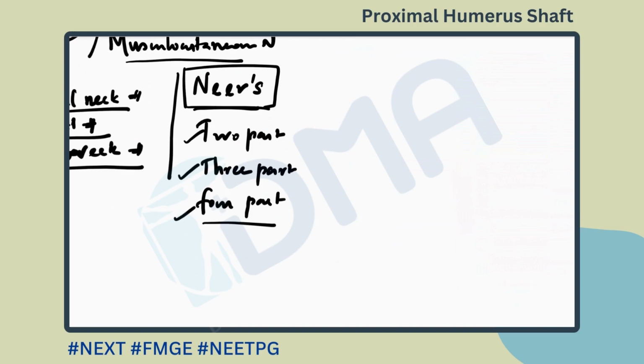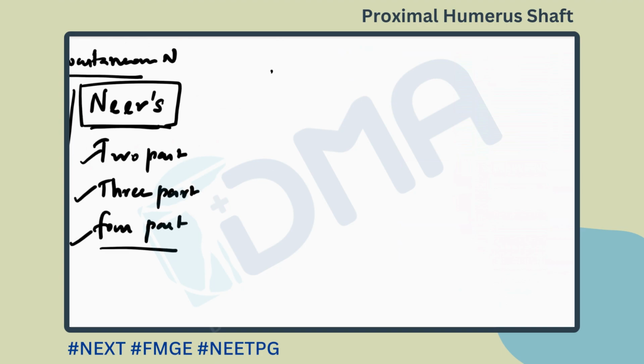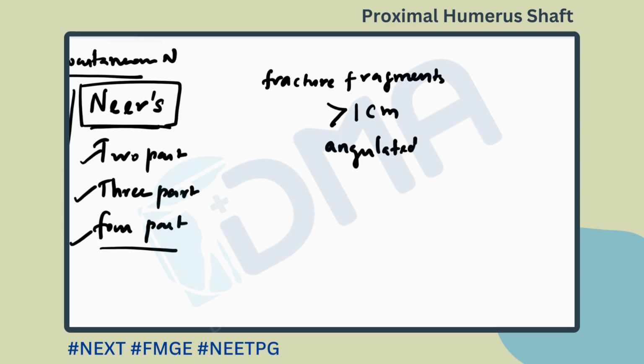Now, how are you going to treat it? Whenever a proximal humerus fracture occurs, this is very important: if the fracture fragments displace more than 1 centimeter, or if the fracture fragments get angulated by more than 45 degrees, then this is an indication for surgery.